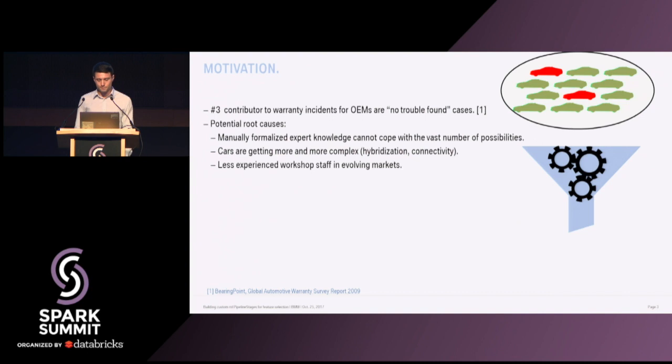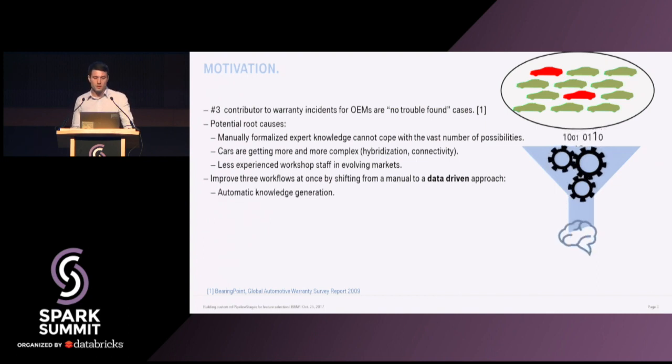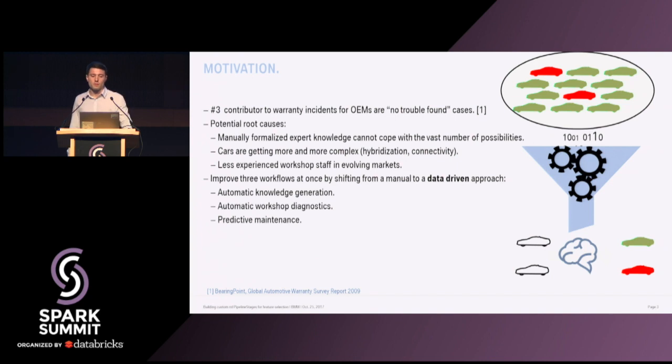So we want to solve those problems by going with a data-driven approach. That means we just want to take the data that is in the car already, take that data from many cars, build models with that, and then use those models for predicting the defect in the dealership directly. So the workshop staff can fix the car immediately. First of all, we have automatic knowledge generation, which was done manually before. Then we can use that knowledge to perform workshop diagnostics, and this is also the first building block for performing predictive maintenance, which means that we can tell the customer while he's driving that he should go to the workshop soon.